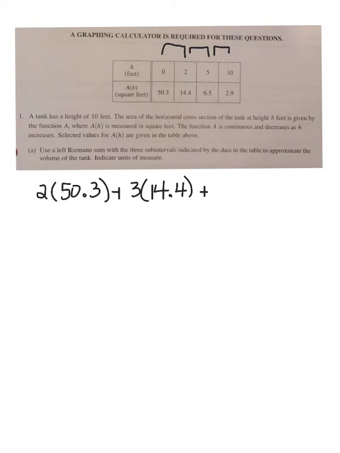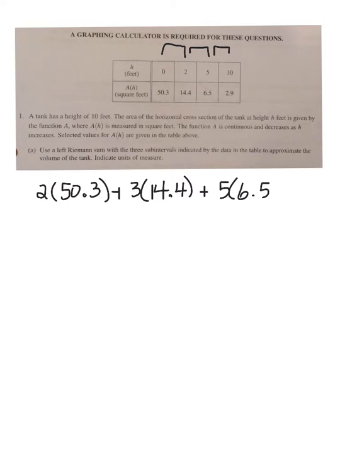Plus, and then lastly, the last interval is going to be from 5 to 10. So that's a distance of 5. And if we look for the height of this rectangle, we use the left Riemann sum, which would be 5, and its corresponding height will be 6.5. So then we're going to have 5 times 6.5.